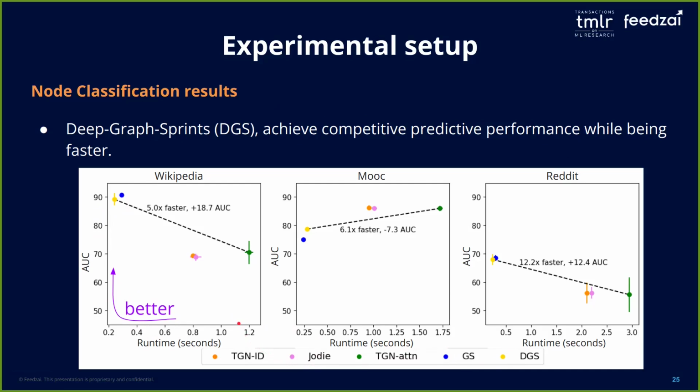We notice that our Deep Graph Sprints method achieves a competitive predictive performance while being faster than graph neural network methods. Here we show the gain in speedup compared to the TGN attention method. We see that it can be 5 times faster on Wikipedia and up to 12 times faster on Reddit. It's important to notice that the gain in speed increases with the increase in the number of edges in the graph, so we expect higher speedups with denser or larger graphs.